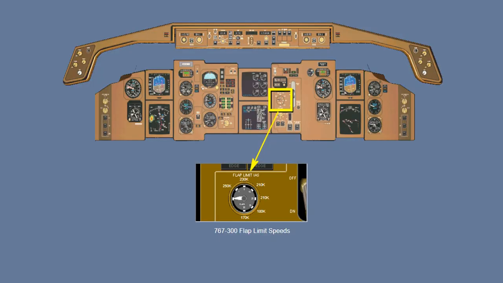A flap position indicator located to the left of the landing gear lever contains a left and right pointer for the left and right flaps and the left and right slats. The right pointer is normally hidden behind the left pointer. Notice that the maximum flap extension speeds are placarded around the flap position indicator.